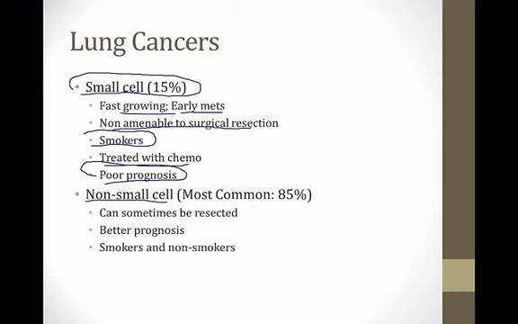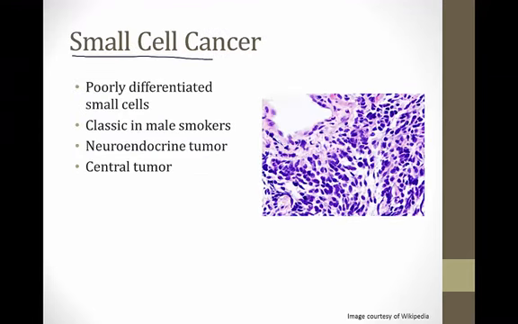Non-small cell cancers, on the other hand, are the most common type, and these can sometimes be resected. They have a better prognosis, and some of them occur in smokers and some of them occur in non-smokers. So let's talk about the small cell cancers first.